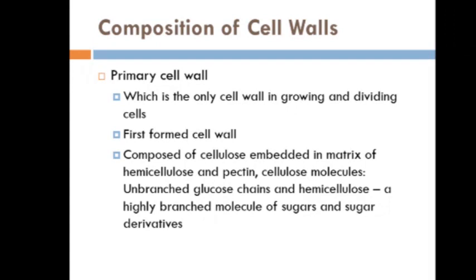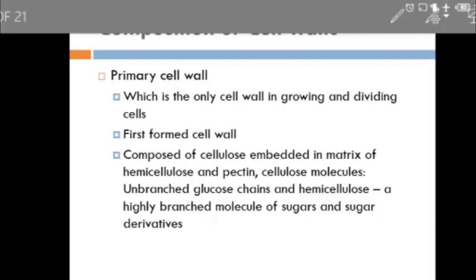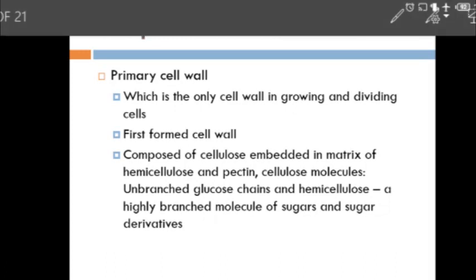It is composed of cellulose embedded in a matrix of hemicellulose and pectin. Cellulose molecule is a branched glucose chain, and hemicellulose is a highly branched molecule of sugar and sugar derivatives. All in all, the cellulose is embedded in the matrix of hemicellulose and pectin. This cellulose is what makes the primary cell wall rigid. Even the hemicellulose and pectin all make it rigid.